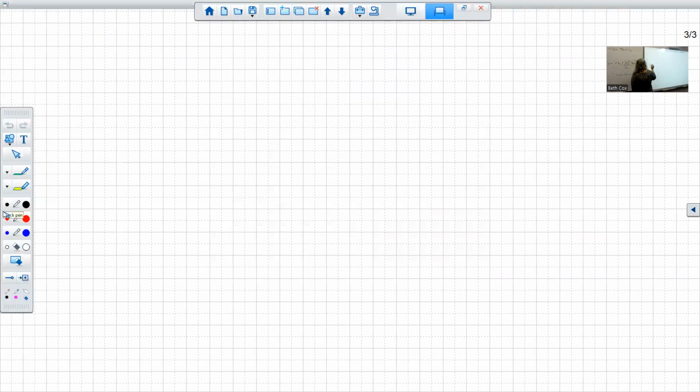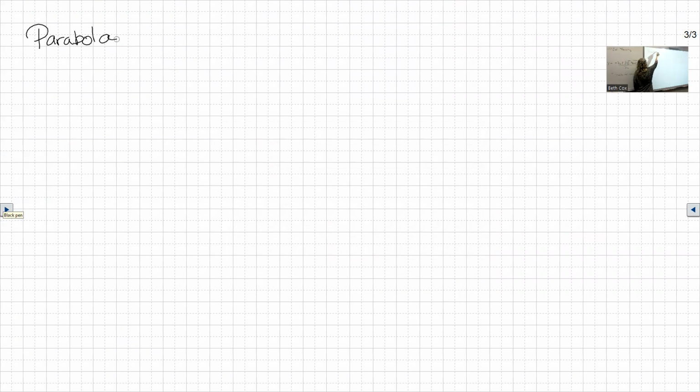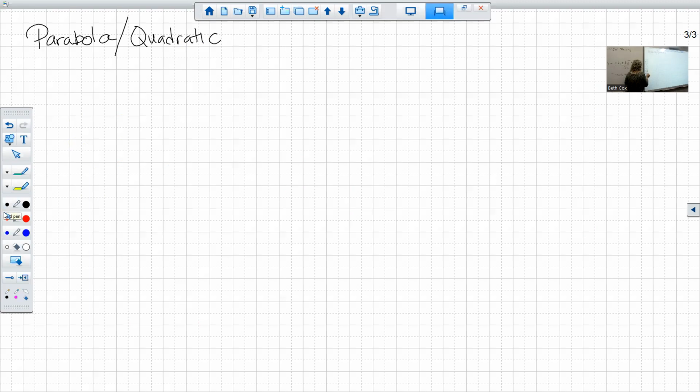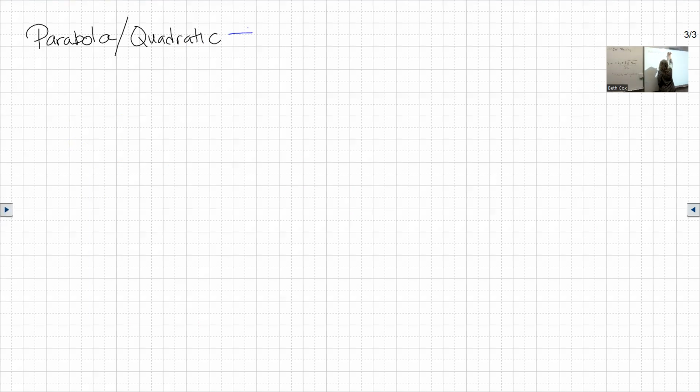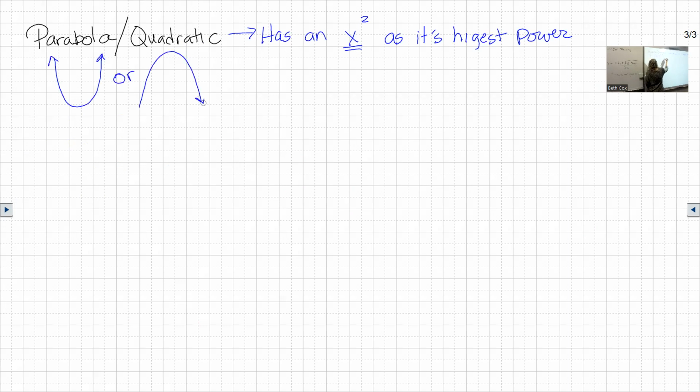All right, the next shape is called a parabola, also known as a quadratic. And obviously that's the quadratic formula. Quadratics have an X squared. How do you know if it's a quadratic? It has an X to the second as its highest power. And a parabola looks like this. So you have to look at the equation and say, oh, it's got an X squared, and that's the highest power of X on there. It is a quadratic.